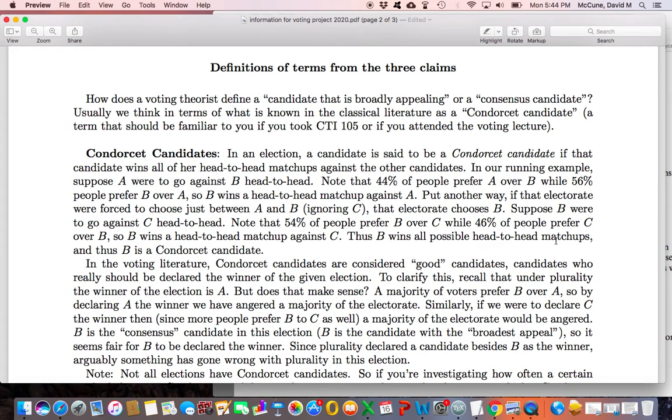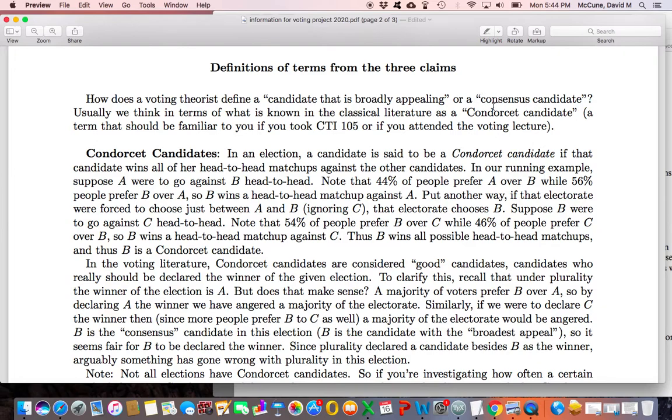Okay, so let's just finish up this document by defining the last two terms that I have not defined for you yet. What is a consensus candidate? What is a spoiler?